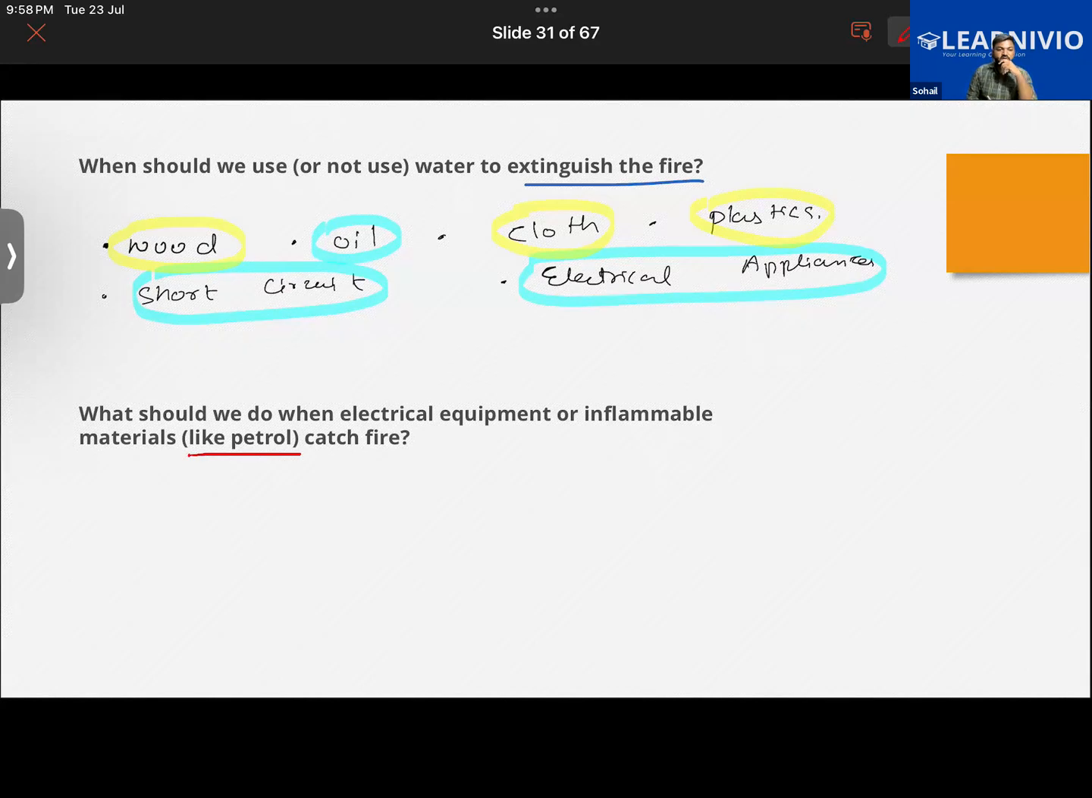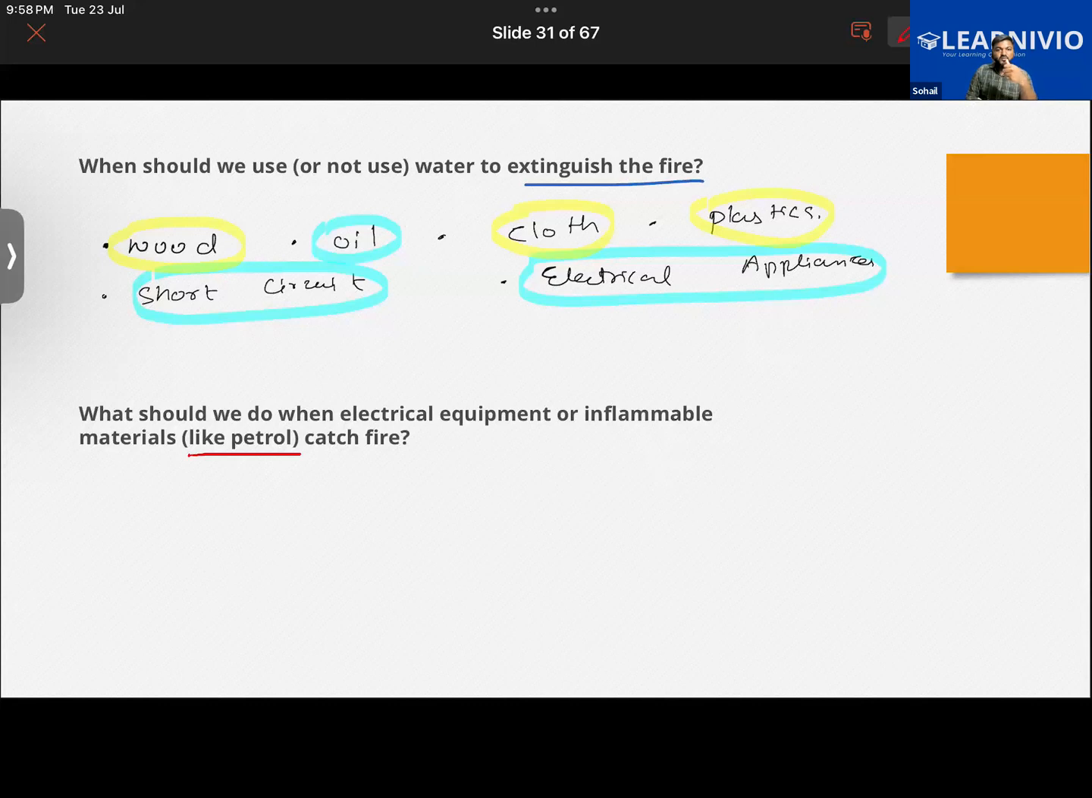Now in the second case, you have inflammable material like petrol on fire. In this case, what are you going to do? First of all, can water be used? No, sir. Then what should be used? Foam. Powder extinguishers. Powder, yeah, that can be used.